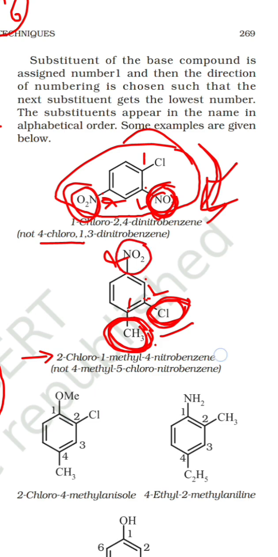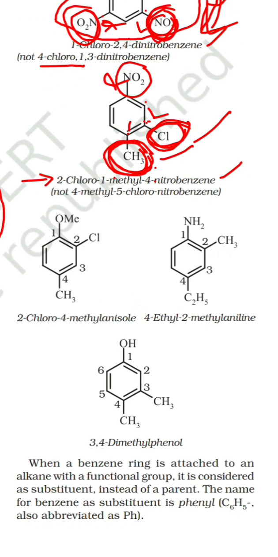4 nitrobenzene is the name. While giving the numbering, we have to give the preference to methyl because it is the preferred group. But while writing, we have to write in alphabetical order. That means chlorine, C, and then M and then N. That is how the name is given for tri-substituted benzene.